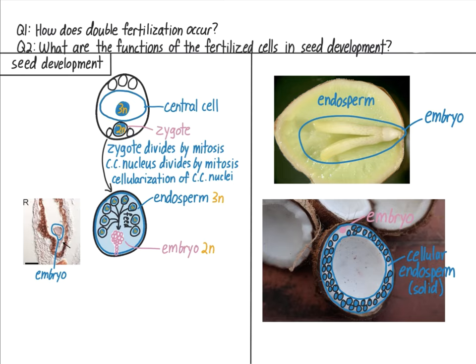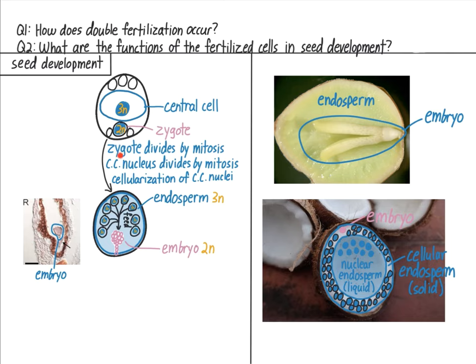In the middle of the coconut is the coconut milk. This is the liquid that you can drink. But this liquid is also endosperm. It's liquid because these nuclei have not undergone much cellularization. So it's called nuclear endosperm.